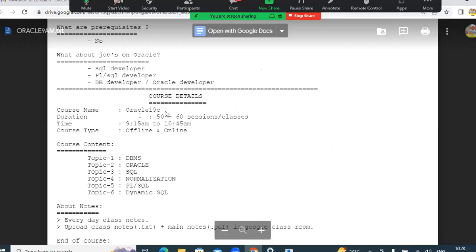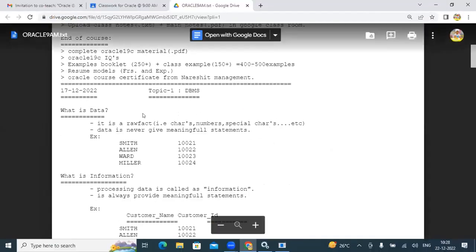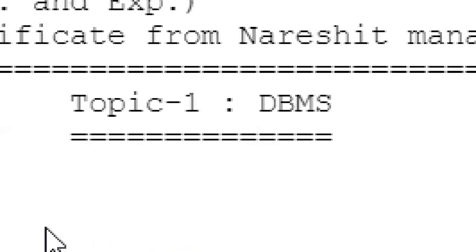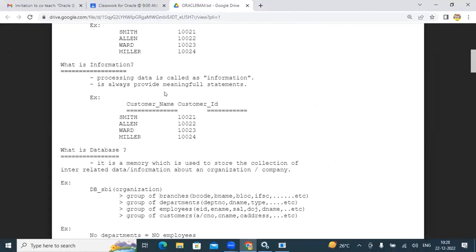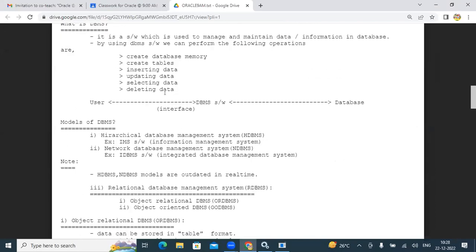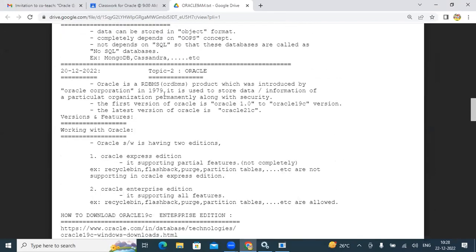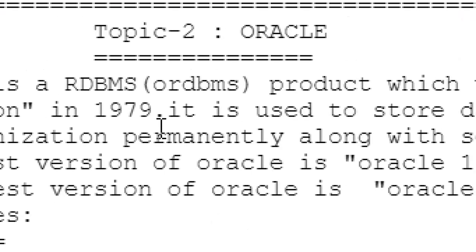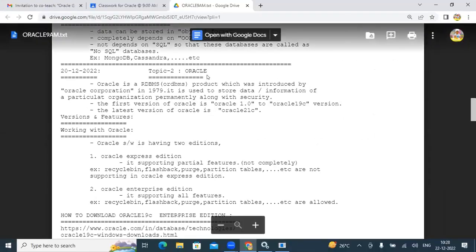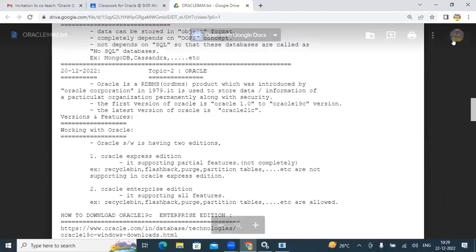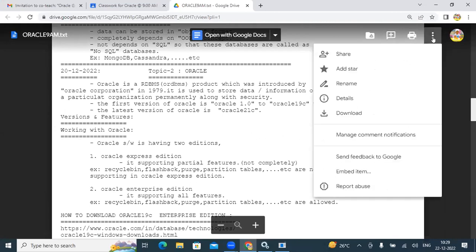Whatever we discussed, topic number 1, introduction to DBMS, and topic number 2, introduction to Oracle, but Oracle is still going on. Maybe tomorrow this introduction will be finished. If you want to download the class notes, go to the 3 dots, and there your option is Download.